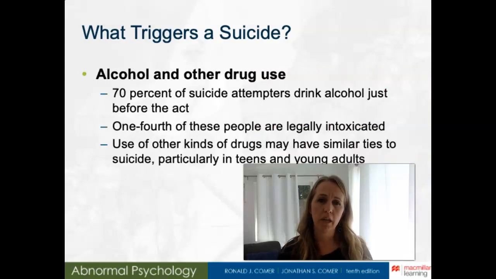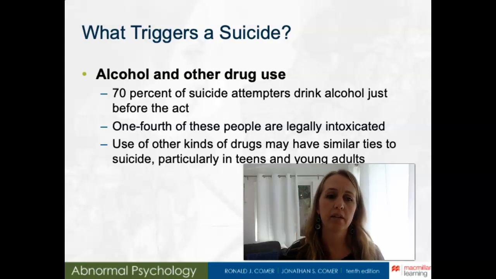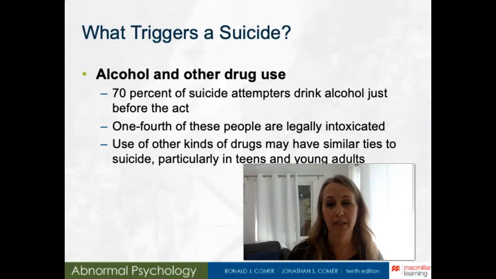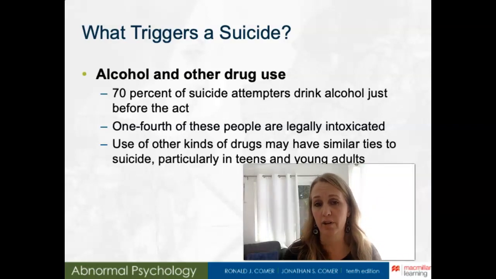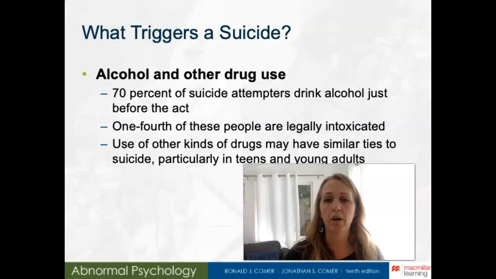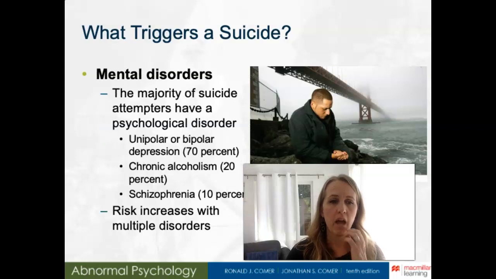Alcohol and drug use. 70% of people who attempt suicide use alcohol before they do it, and a quarter of those people become legally intoxicated. Any kind of substance is going to affect and impact your judgment. It's going to either reduce your inhibitions or increase your impulsivity. So that can contribute and trigger suicide attempts.